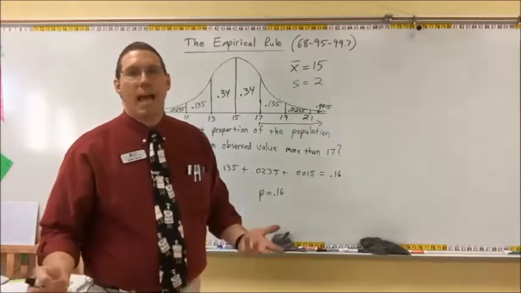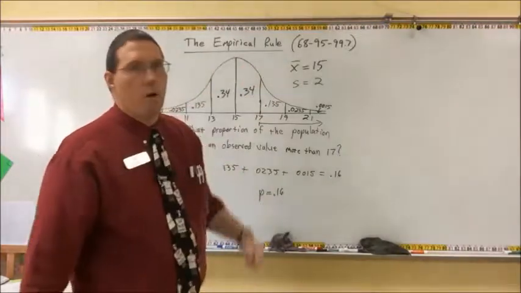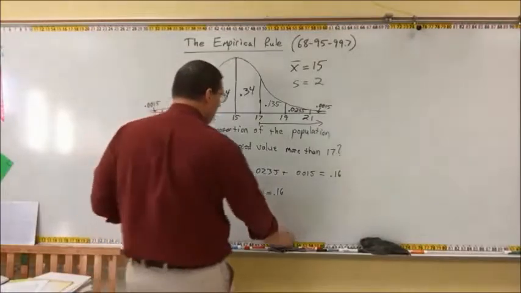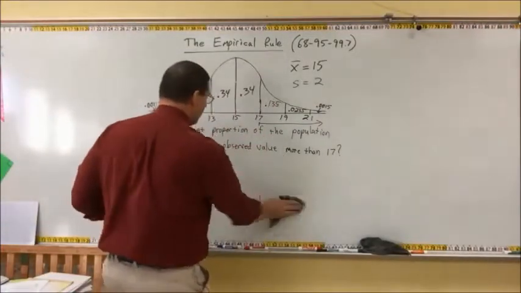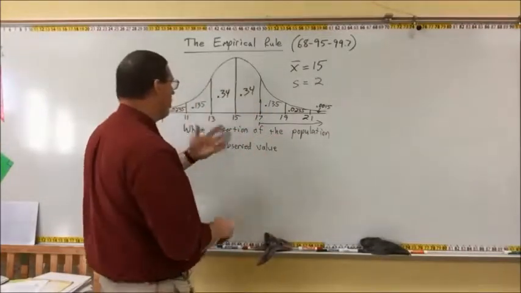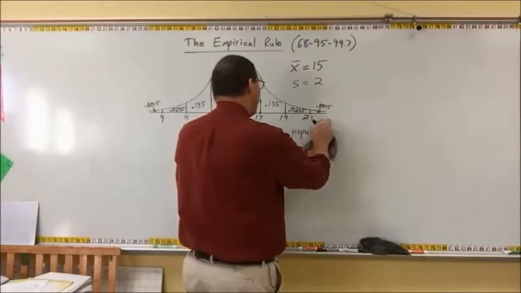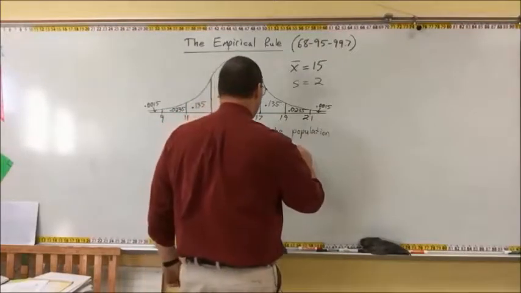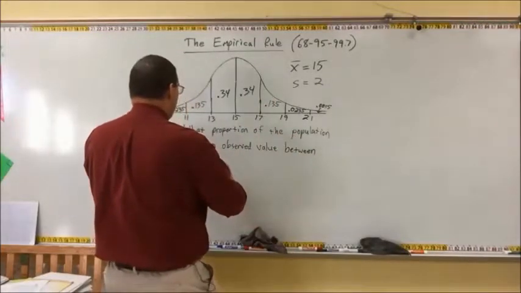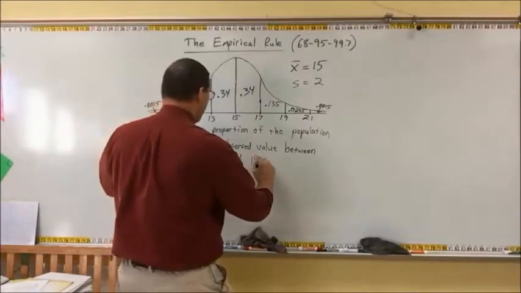See, all you're doing is just adding up these regions where you know the proportions based on the empirical rule. We're going to do one more example, and then I think you're good to go. I think you'll understand it. Okay? So let's say, what proportion of the population has an observed value between, let's say, 13 and 19.